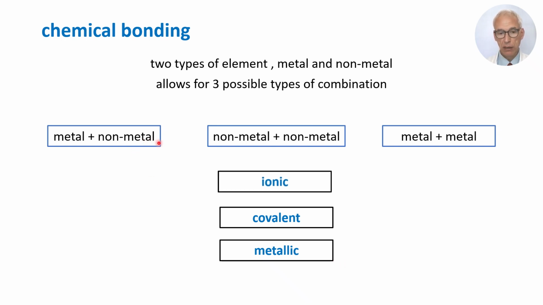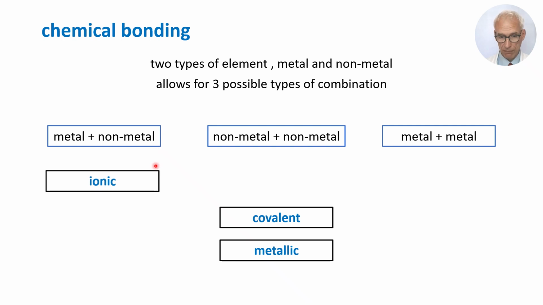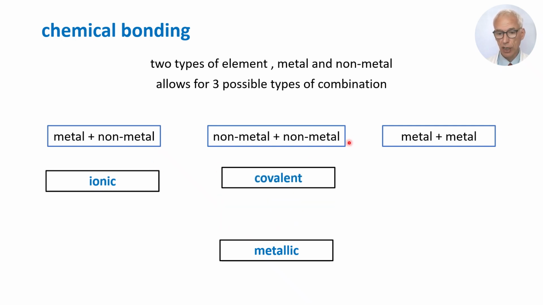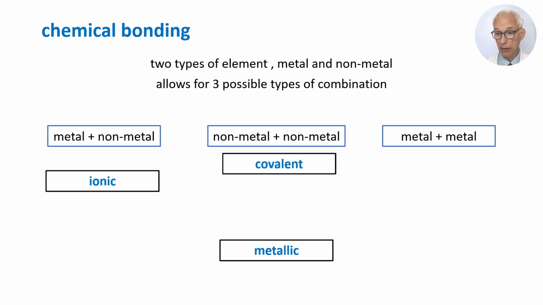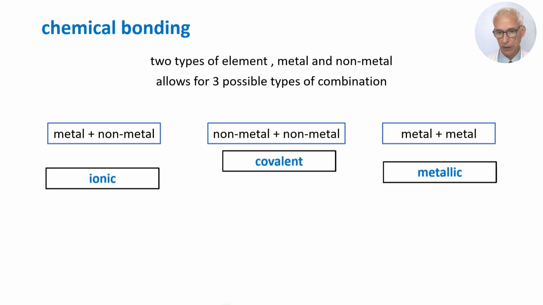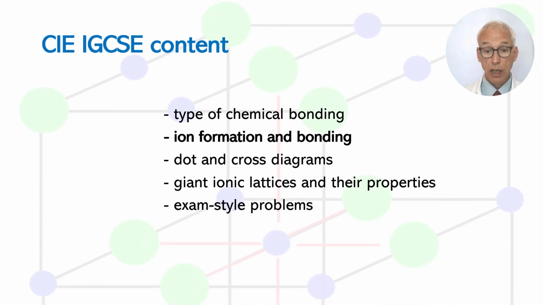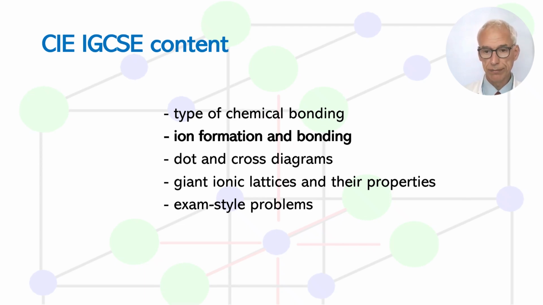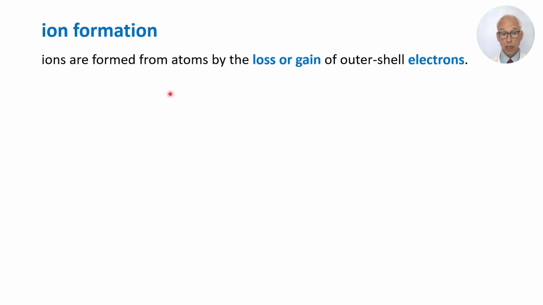A metal and a non-metal bond ionically, and that's the topic of this class. Two non-metals bond covalently, and metals mix and bond metallically. Ionic bonding involves ion formation and bonding between those ions. Ions are formed from atoms, the reacting atoms, by the loss or gain of outer shell electrons.